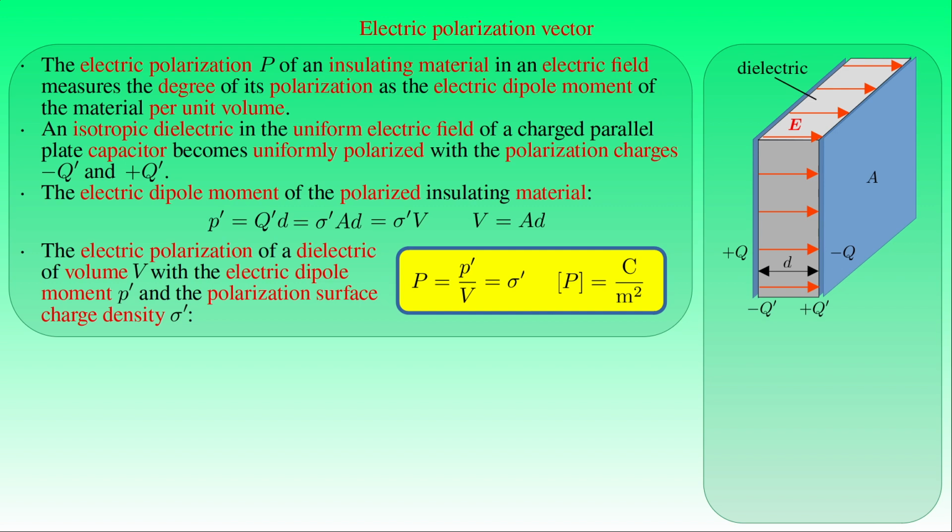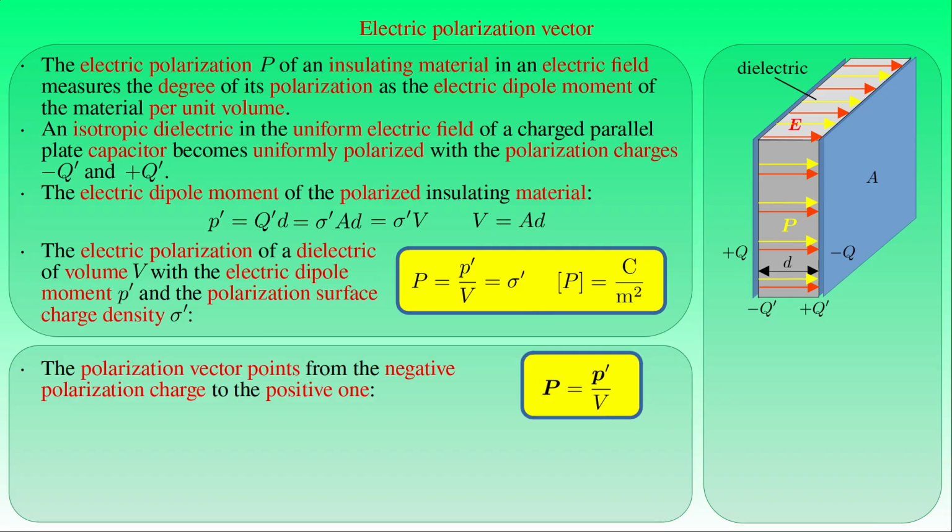If we consider the electrical polarization P as a vector pointing from the negative polarization charge minus Q' to the positive polarization charge plus Q', then we can write the electrical polarization P of a dielectric as the polarization dipole moment P' of the dielectric divided by its volume V. If the electric field is not uniform or the dielectric is inhomogeneous, then the polarization P of the dielectric will be different at different points of the dielectric.